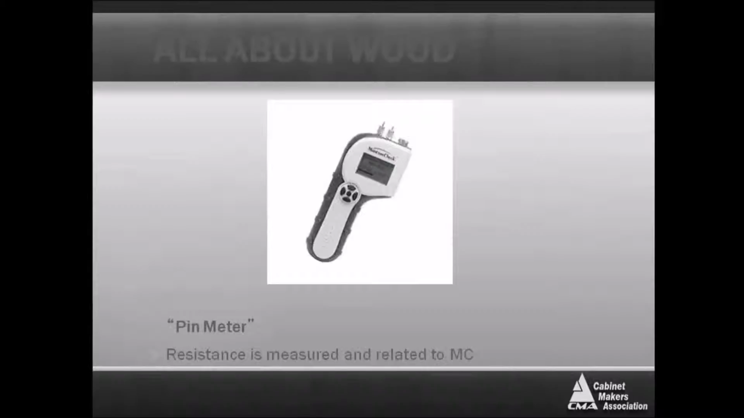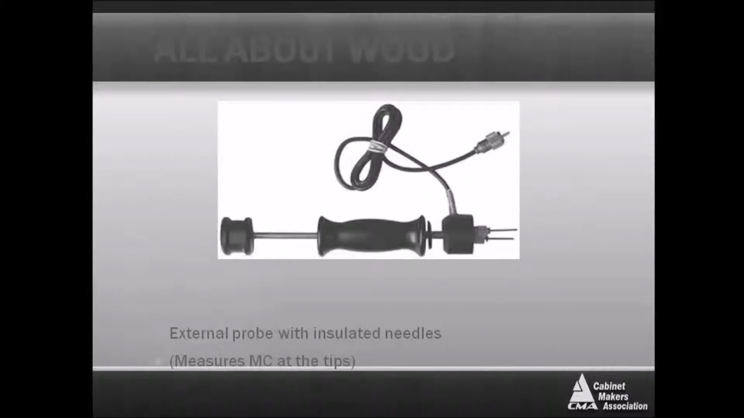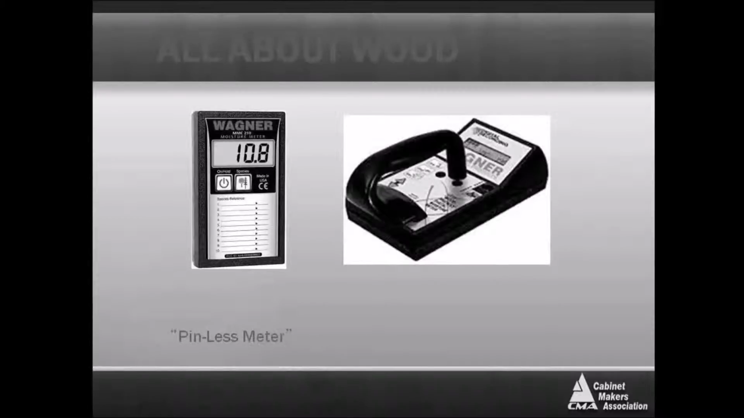Now, how do you measure moisture content? You can use a pin-type moisture meter. The pin-type moisture meter measures resistance and then converts the resistance into moisture content. So we really aren't measuring moisture content, we're measuring electrical resistance. And then this is an external probe that can be used to drive the needles. They're insulated needles, so only the points are exposed, and you can drive them to different depths to get the moisture at the tip of the needle.